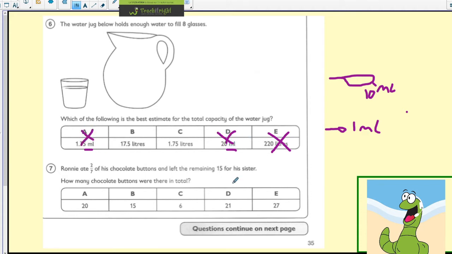Then I need to have a look. 1.75 litres or 17.5 litres. Well, again, I'm using things I know: a normal bottle of water might be half a litre. And one of the things you buy in the supermarket of orange juice might be about 1 litre, maybe a little bit more. If I think about how many glasses of juice I could get out of those, probably a good 3 or 4 or 5. So I think 17 litres is still too big. 1.75 litres is right for me.